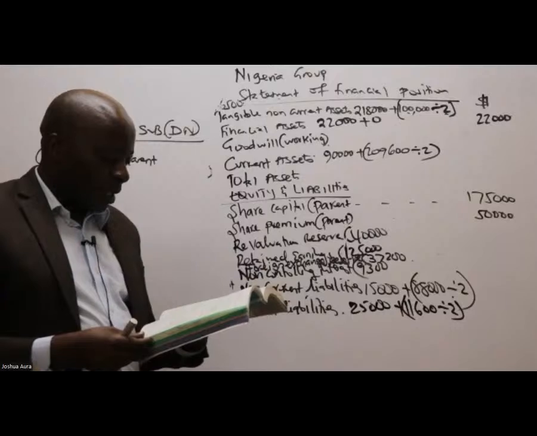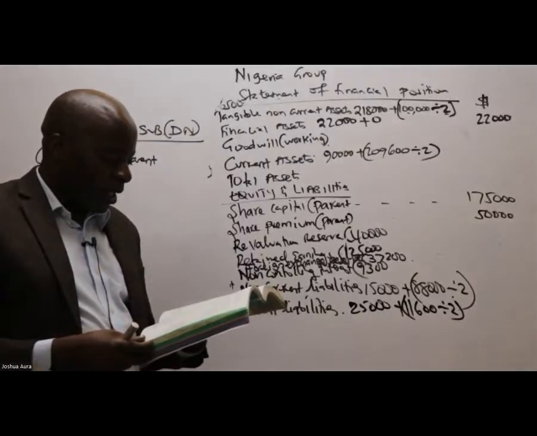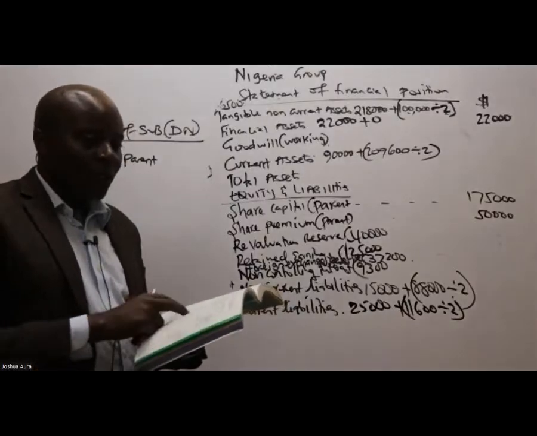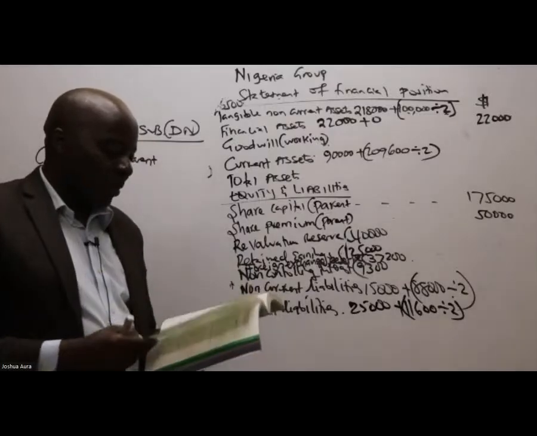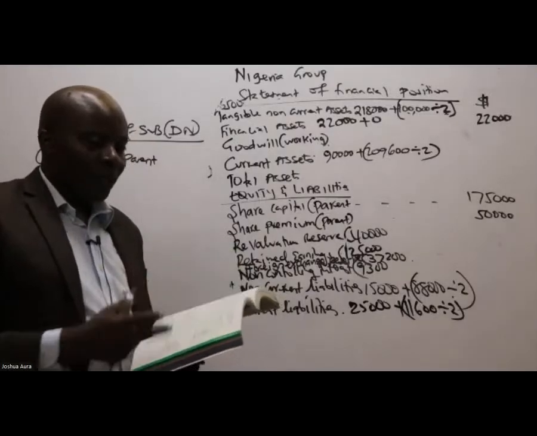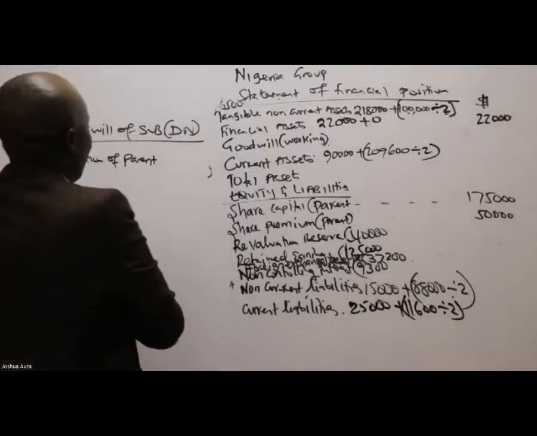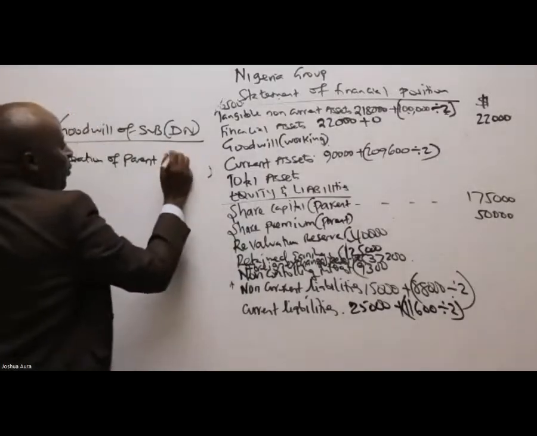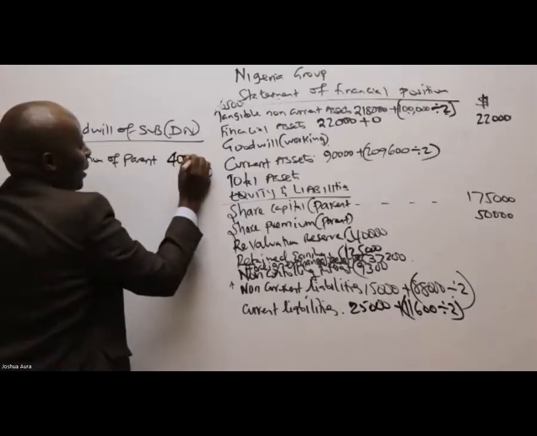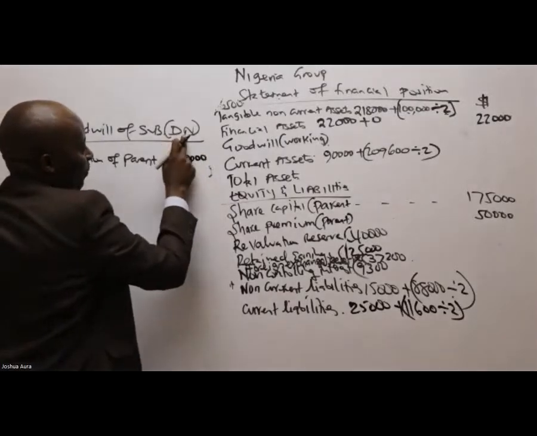Have you been given the parent? The parent in this case paid how much for the subsidiary? Mary tells me the parent paid 400,000. The parent paid 400,000, and this has to be in terms of DN.